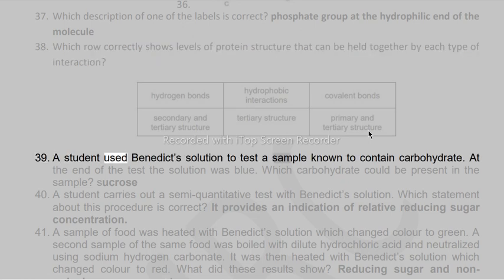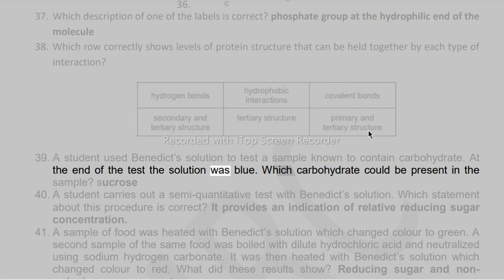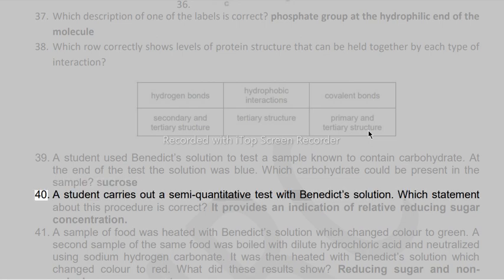39. A student used Benedict's solution to test a sample known to contain carbohydrate. At the end of the test the solution was blue. Which carbohydrate could be present in the sample? Sucrose.